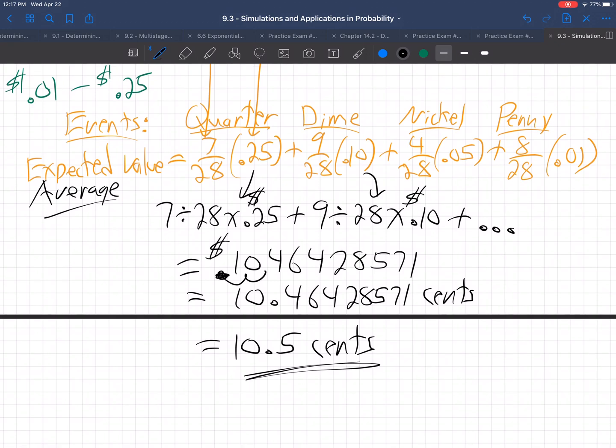There's no way you're going to get exactly 10.5 cents. You're either going to get a quarter, dime, nickel, or penny. You can't get exactly 10.5. But what that means is that's on average. You know, sometimes we'll get quarters, sometimes dimes, nickels, and pennies.